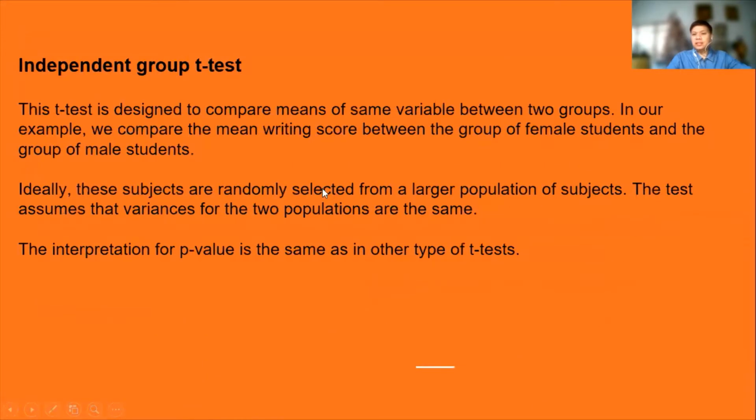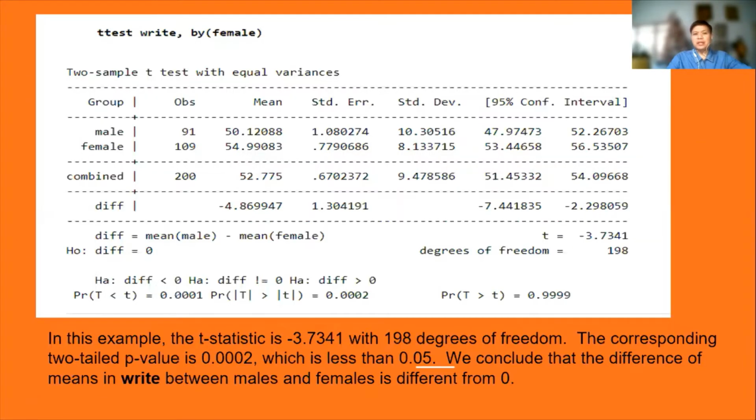The last example is the independent group t-test. What was our example last time? We compared the writing score by gender. I will explain later why I renamed this female, but this is gender. So we actually compared the writing score of males and the writing score of females.